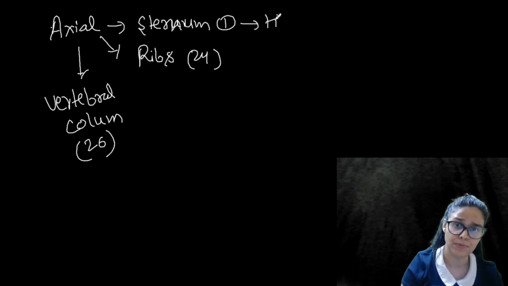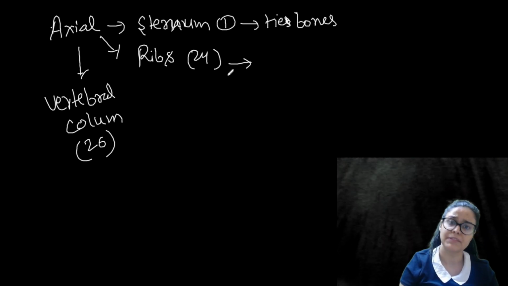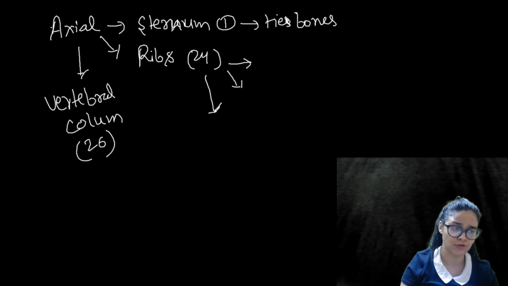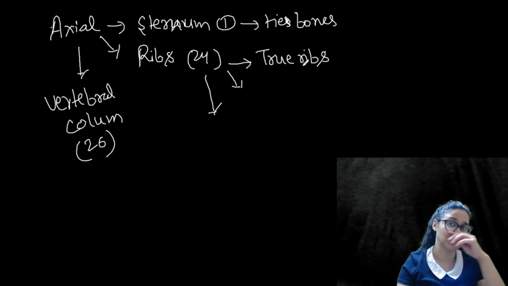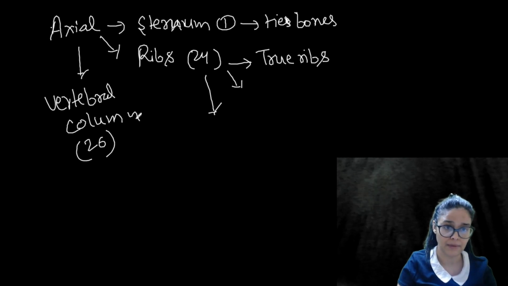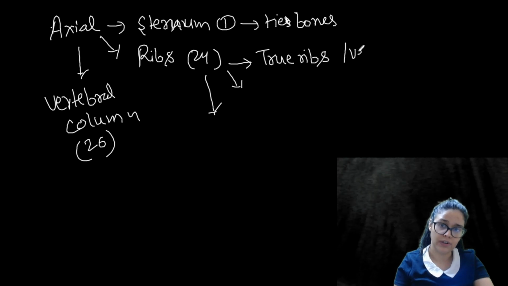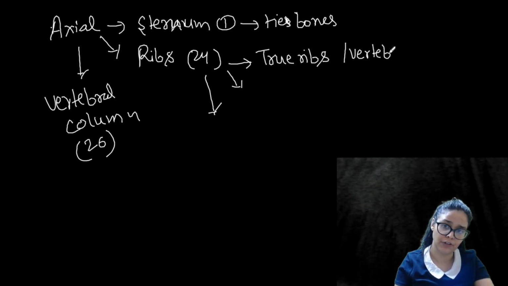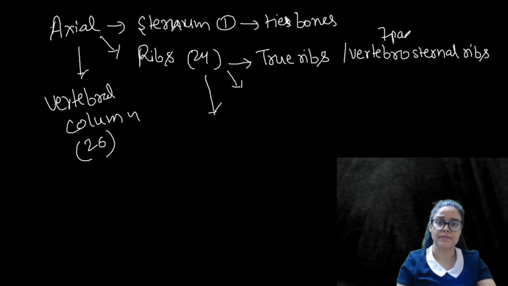Sternum is the breastbone, which supports the ribs, obviously, right? Then we have ribs, which are 24, means 12 pairs, and they are of three types. One is known as true ribs, which are attached from the back side to the vertebral column, and from the ventral side to the sternum, right? That's why we call them vertebrosternal ribs, and there are 7 pairs.